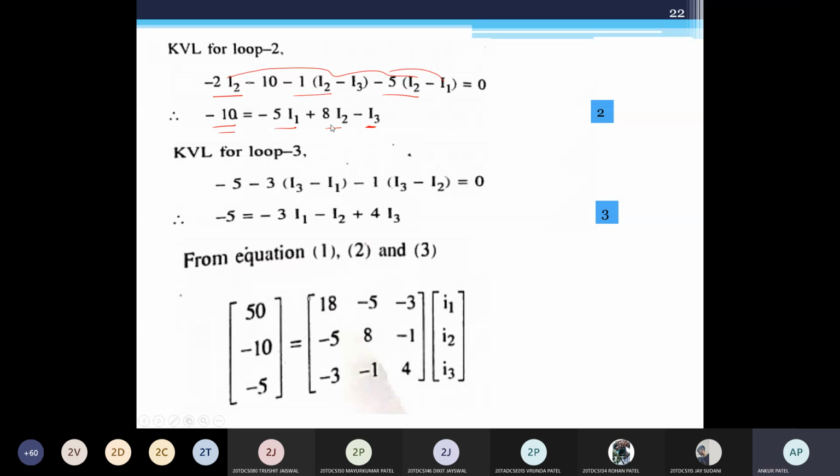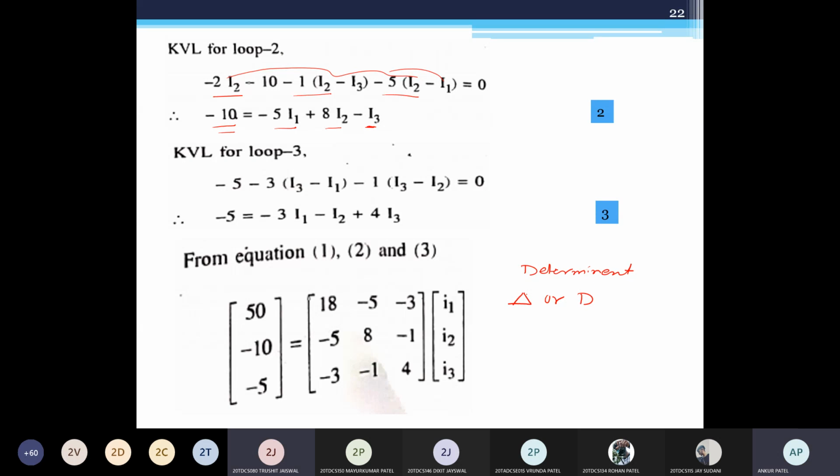For the second, minus 5, 8, minus 1. And for the third, minus 3, minus 1, plus 4. And these are the unknowns, I1, I2, I3. Okay. Now tell me the determinant for this coefficient matrix. What will you get? You can write delta or D for the determinant. Okay, this is your determinant.